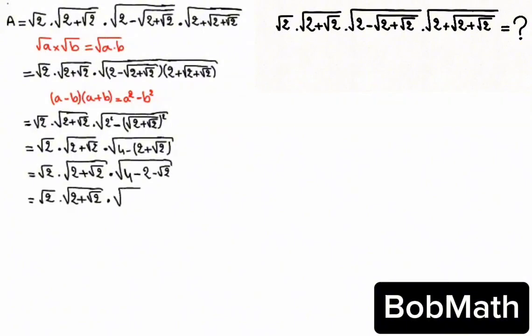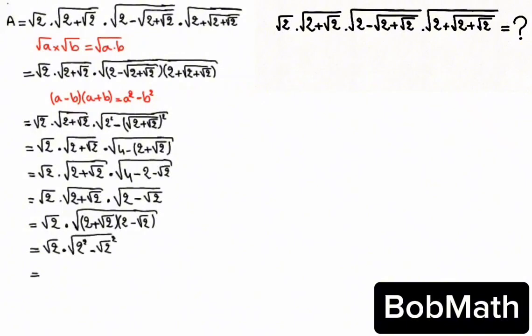Therefore, square root of 4 minus 2 minus square root of 2. Then square root of 2 minus square root of 2 equals square root of 2 times square root of 2 plus square root of 2 times 2 minus square root of 2. So square root of 2 times square root of 2 square minus square root of 2 square. Therefore, square root of 2 times square root of 2 equals square root of 2 square equals 2.